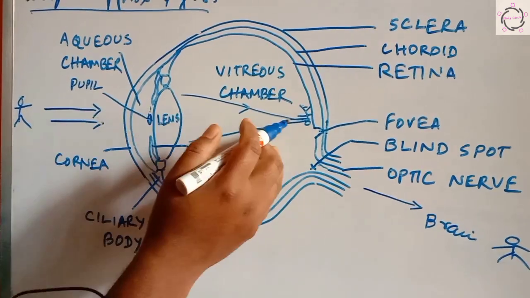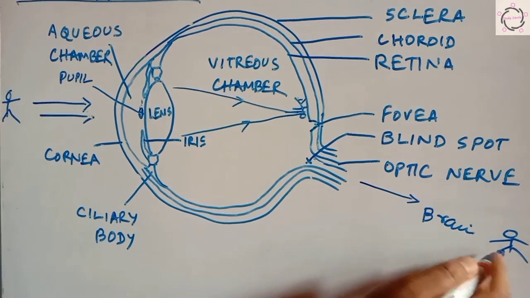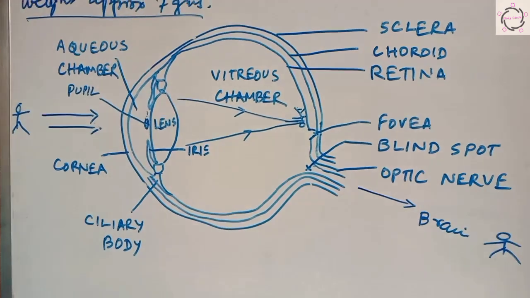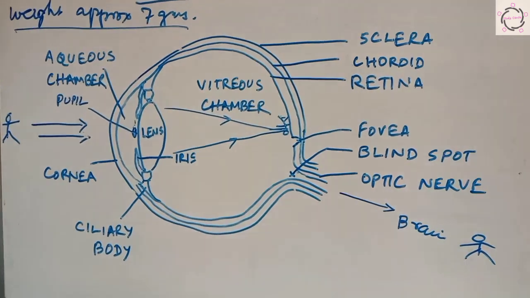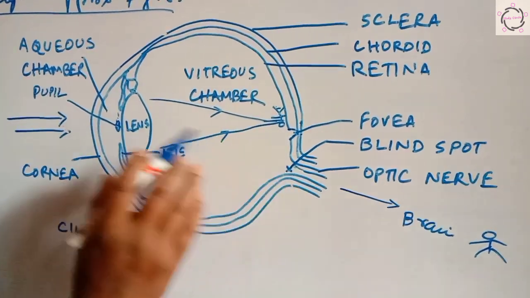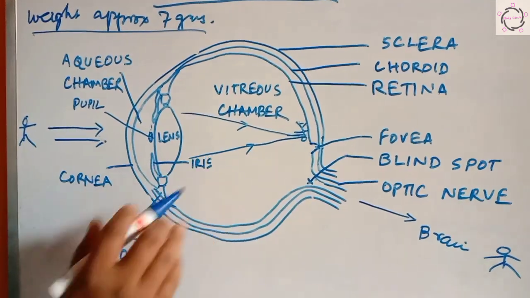So inverted ইমেজটাকে সোজা করে কে? Brain, this makes or rectifies the image position. So this is the principle of how image is formed.